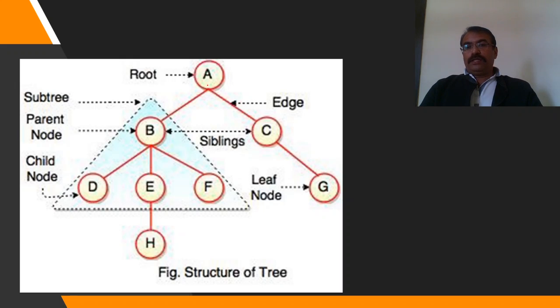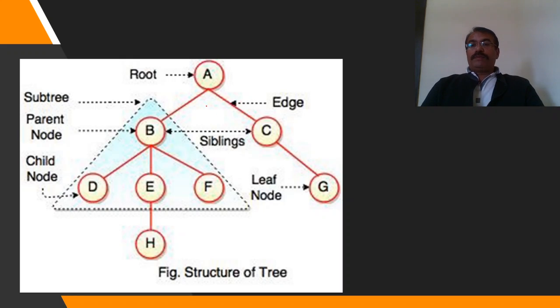Traversing means I need to visit all these nodes one by one, not repeating any one of them, and visiting all the nodes in the tree is called traversing. Whereas if I am visiting a particular node, I'll mark it as visited so that in the current traversal I am not going to visit that again. Then only the traversal is successful. Traversing means traversing all the nodes in a particular manner without visiting any node twice.